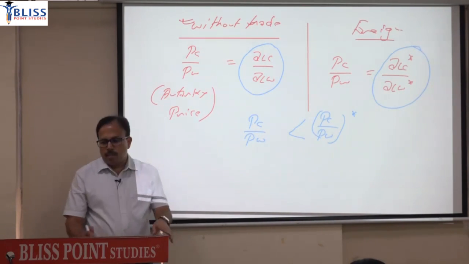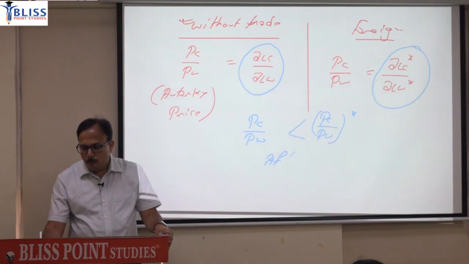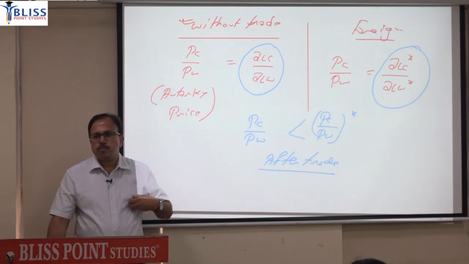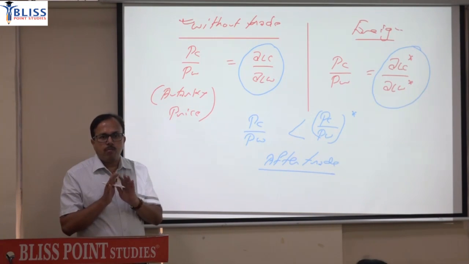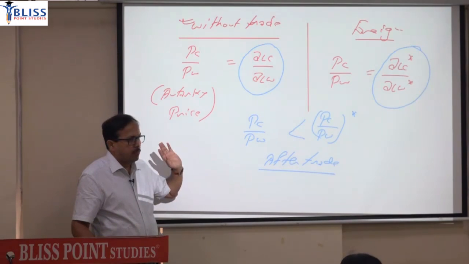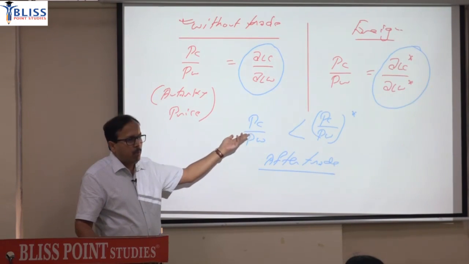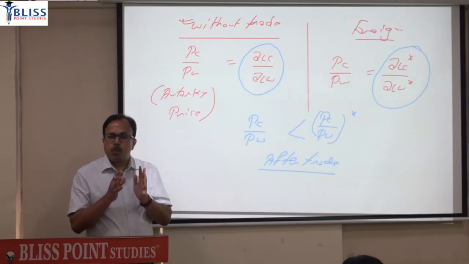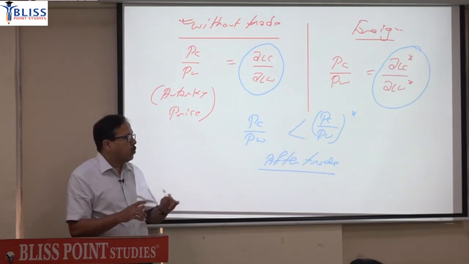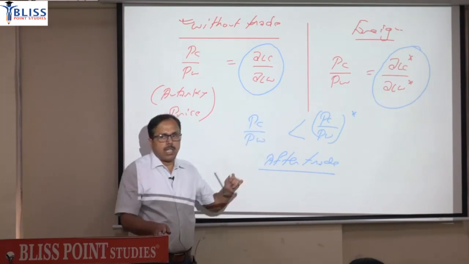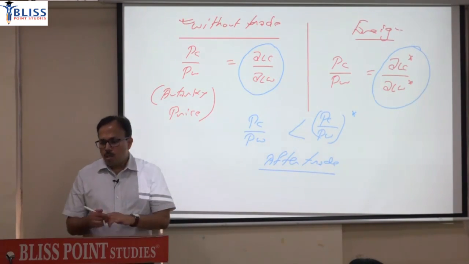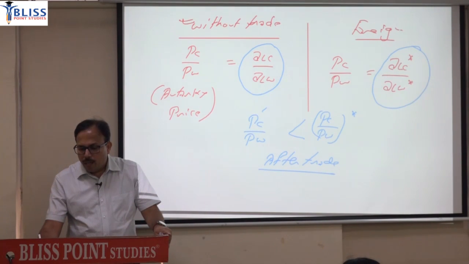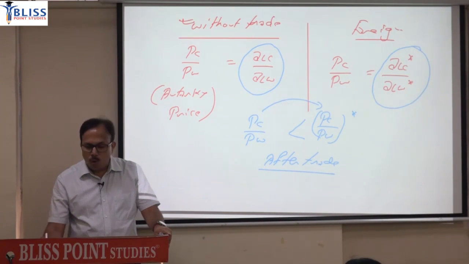What will happen after trade, and what will be the pattern of trade here? What is the pattern of trade now? In home country without trade PC by PW is less. In foreign country PC by PW is more. So if trade opens, then home country producers of cheese will prefer to sell their cheese in the foreign country because they will get more price. So home country will start exporting cheese.